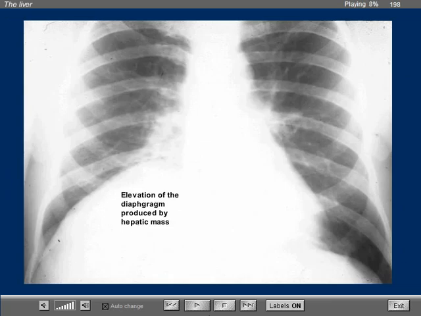A bulge of the diaphragm may be the result of a mass in the surface of the liver. In this case, note that there is elevation of the medial portion of the right hemidiaphragm, no signs of subpulmonic effusion. The costodiaphragmatic angle is cleared.